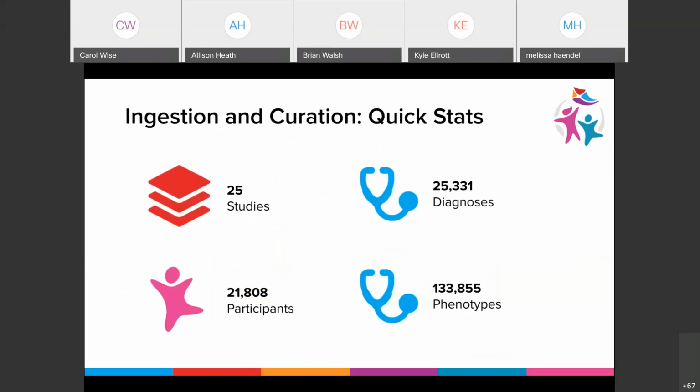Just some quick stats. We're up to 25 studies. I think the question I asked myself is, how would you do this if there were 250 studies? How do you do this if this was 2,000 studies? How do we scale this? How do we have other people involved and really think about how we can grow these efforts?